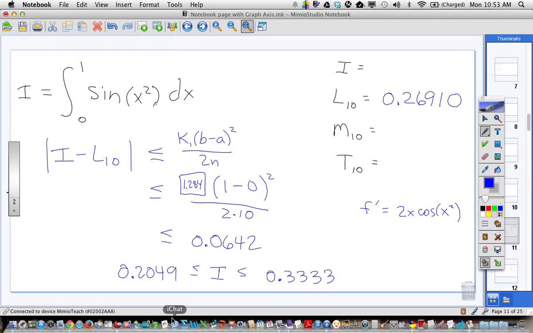So what would have changed on here if we would have done an L100? The only thing that would have changed was this number right down here. K1 wouldn't have changed. Our function didn't change, right? B minus A doesn't change. The only thing that changes is that. So let's do that. Let me do that in red. So in your area document, do L100 for me. We'd expect this to be a better approximation.